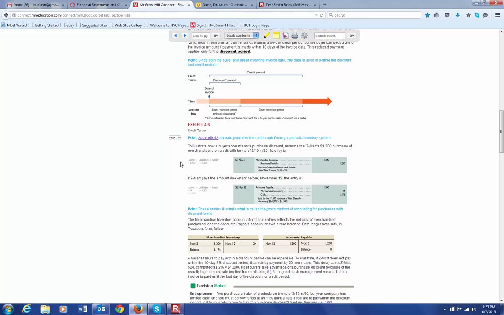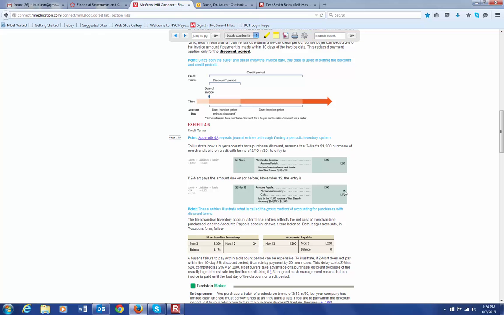As I said before, you've got the $1,200, so you would have merchandise inventory debited for $1,200, accounts payable credited for $1,200. So you owe them $1,200. But if you do actually take advantage of the discount, you still debit accounts payable for the full $1,200, because once you've paid it, you're not going to owe them any more money. But in this case, the amount of cash you're going to pay is only going to be $1,176, because you're going to take a $24 discount.